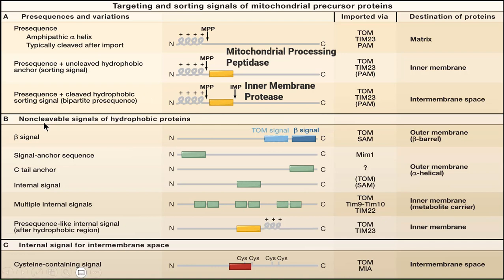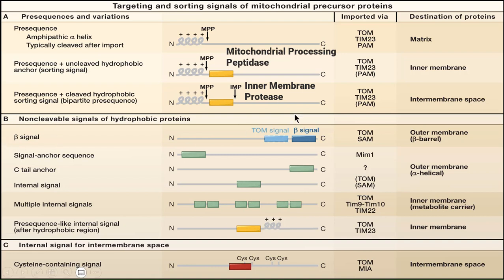The second category we have is called non-cleavable signals of hydrophobic proteins. Now, if the protein doesn't have the pre-sequences, then there is a 90% chance that they are going to integrate themselves within a membrane. As you can see in this table, all these destinations are in the outer membrane, inner membrane, and intermembrane space. They are using different types of translocons that we are going to discuss in this video. So let's discuss the first signal, that is the beta signal or beta barrel signal.